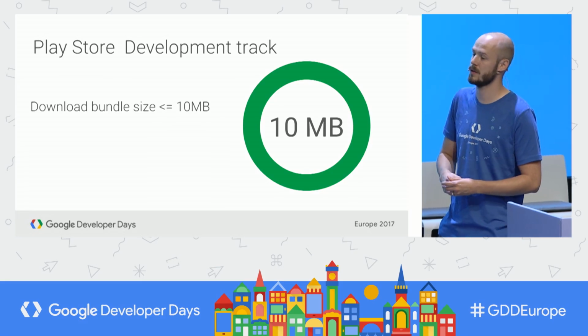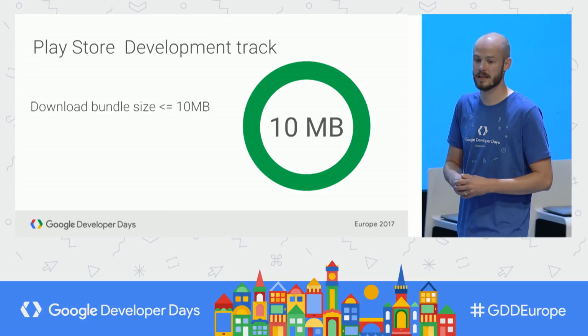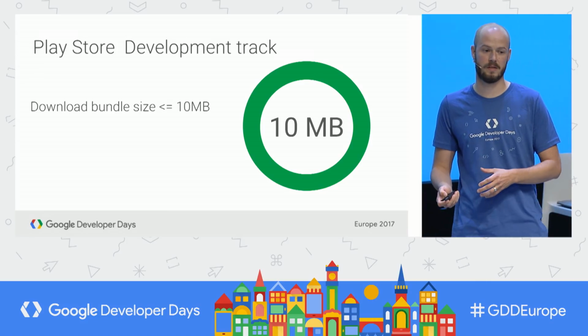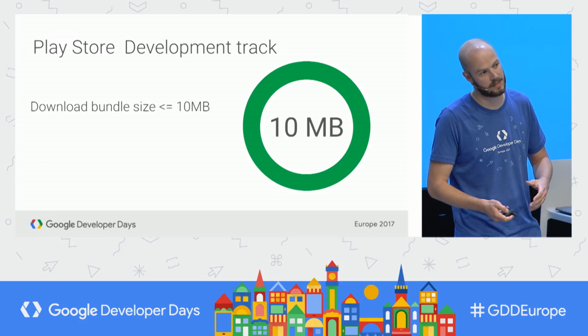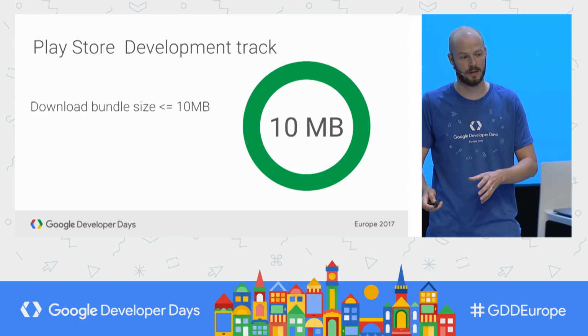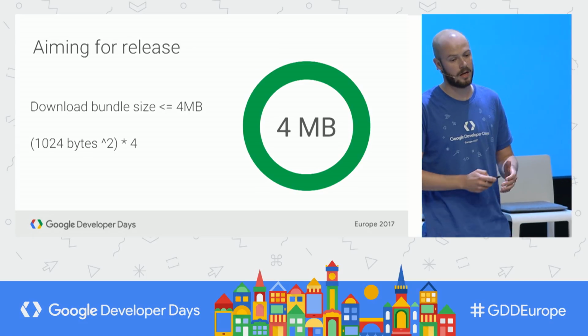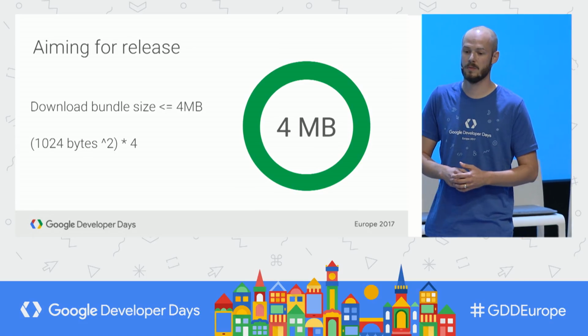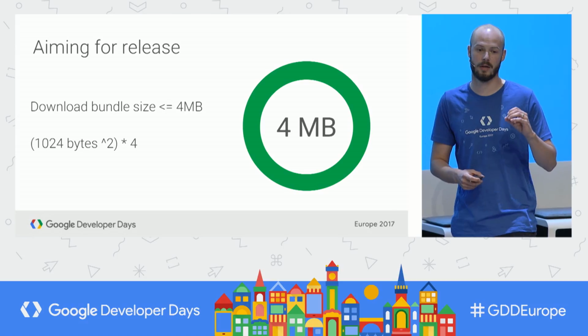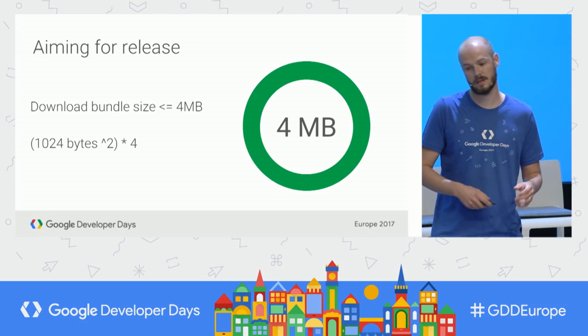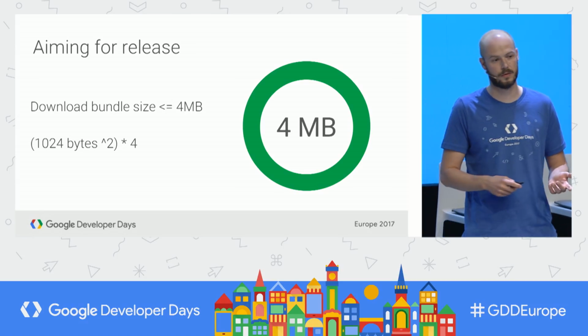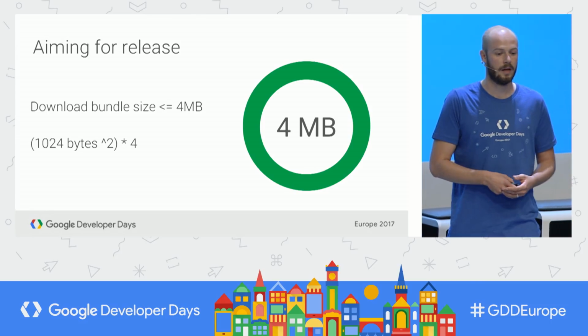When you've taken the next steps towards that is when you upload your app to the Play Store for the first time to the development track, there's a download bundle size limit of 10 megabytes, which is still quite generous because that's not your whole app, but just a download bundle. When you move on to alpha, beta, production, what then happens is you will be constrained to 4 megabytes per downloadable bundle. So it's 1024 to the power of 2 times the megabytes that you have.